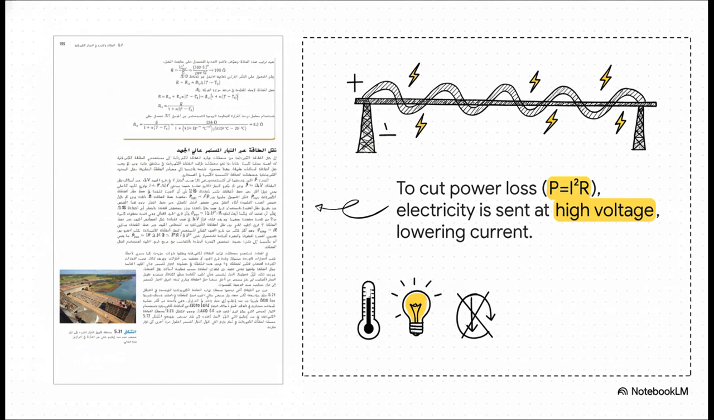They send the electricity at incredibly high voltages. Because power equals current times voltage, if you crank up the voltage, you can deliver the same amount of power with a very, very low current. And a low current means you lose way, way less power to heat in the wires. It's an absolutely genius solution that saves a ton of energy.